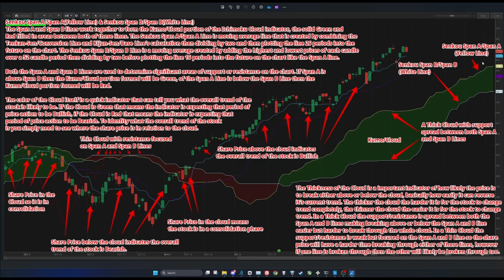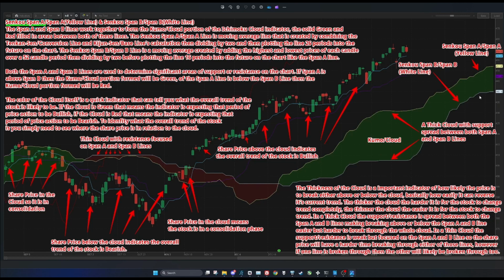So that's how you get the Senkou Span A line. It's going to be even more significant of a line than the Tenkan-sen conversion line and the Kijun-sen baseline. So for the next line, the Senkou Span B line, the Span B line is going to be this white line. It's going to be the line on the bottom when the cloud is green. And it's going to be the line on top when the cloud is red.